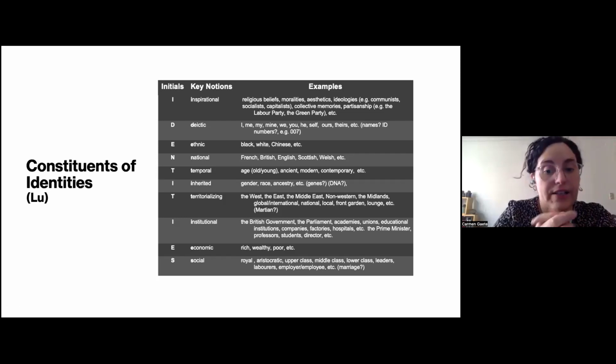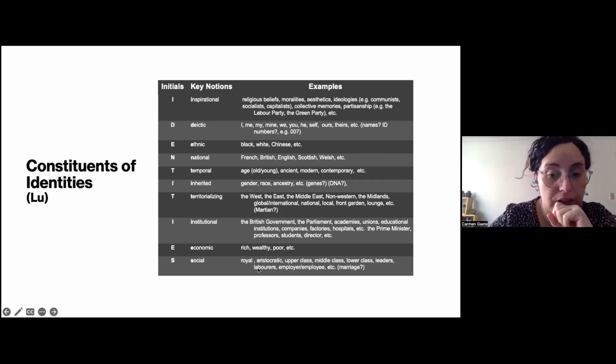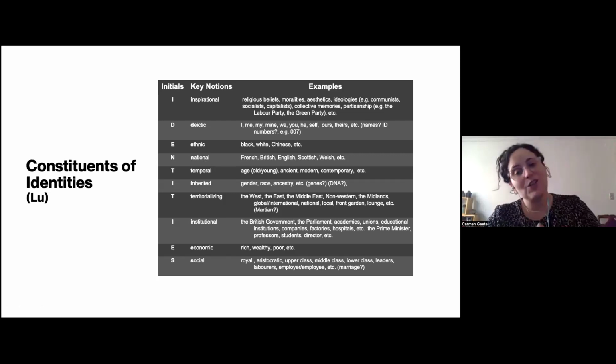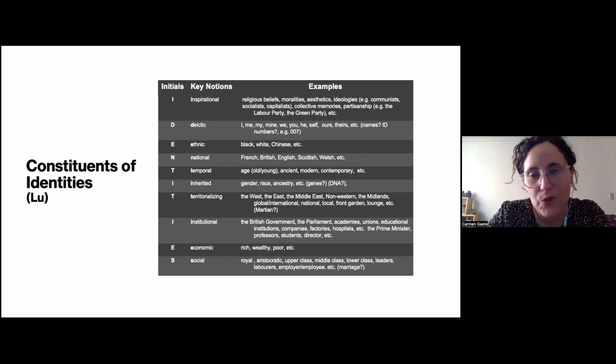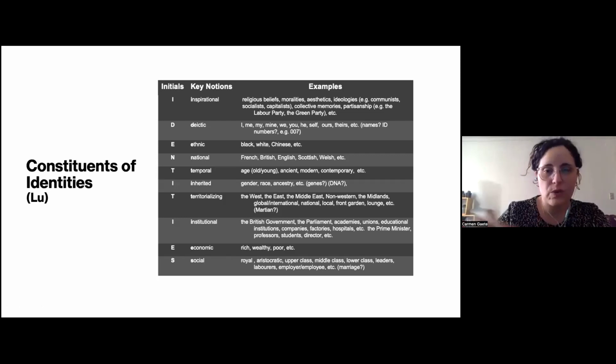Education as well, exactly. And that's also very much linked to perhaps the social and the economic aspects of your identity as well. Anyway, the one that my student pointed out as missing was sexual identity, right? And we were trying for a while to place sexual identity in any of these categories.